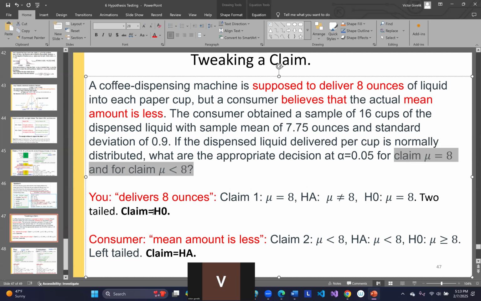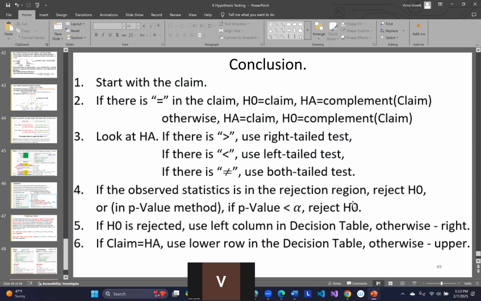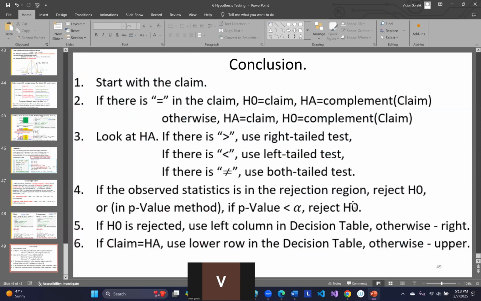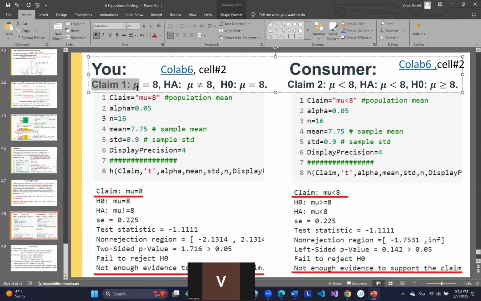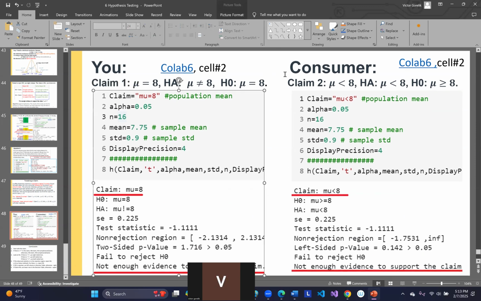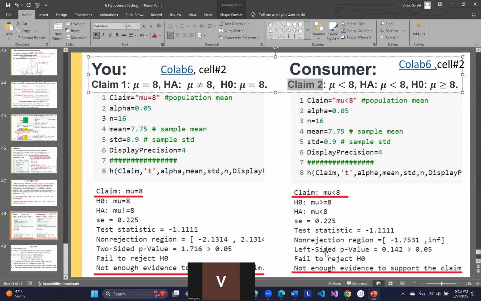There are two claims. Claim 1, mu is equal to 8. Claim 2, mu is less than 8. All the other data is the same for both claims. Alpha is 0.05, n is 16, sample mean is 7.75, sample standard deviation is 0.9. We use Collab 6 cell 2 for both claims. The result for claim 1 is not enough evidence to reject the claim. The result for claim 2 is not enough evidence to support the claim. If there were a lawsuit, the company would win.